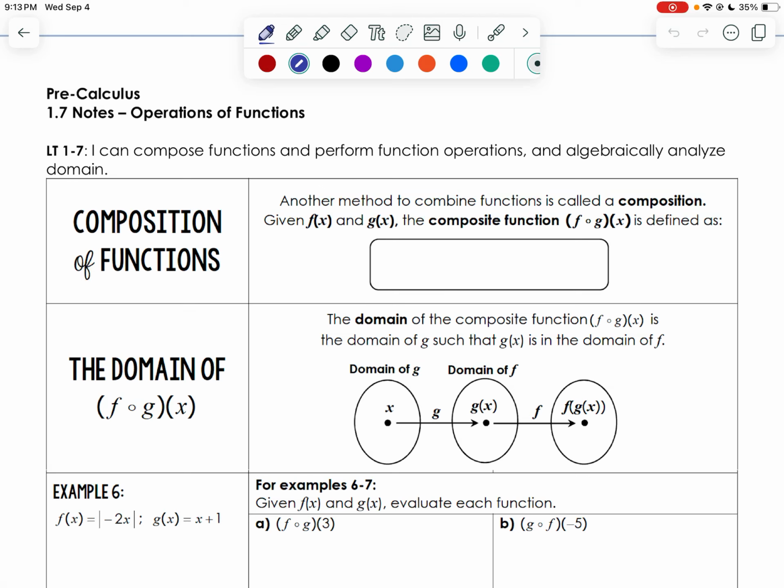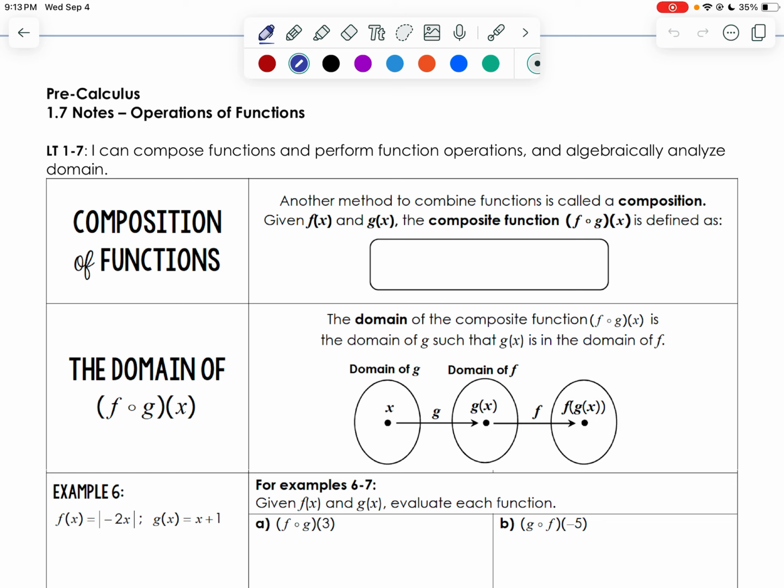All right, guys, we're going to wrap up Unit 1 with talking about compositions of functions. So hopefully this is something that you saw in Algebra 2. So hopefully this is just a little bit of review. So composition of functions. So that's when you take one function and you plug it into another function.